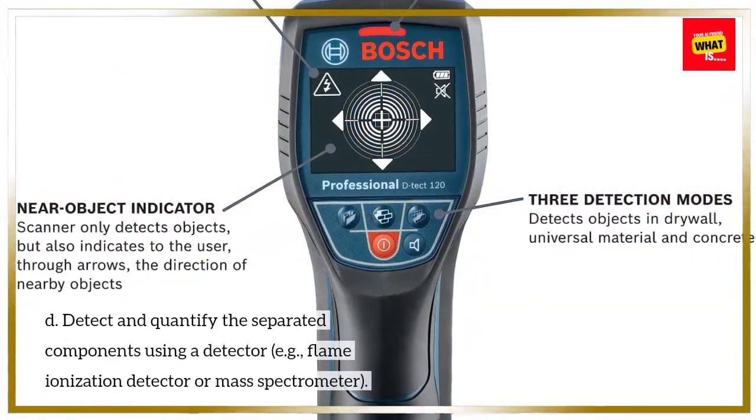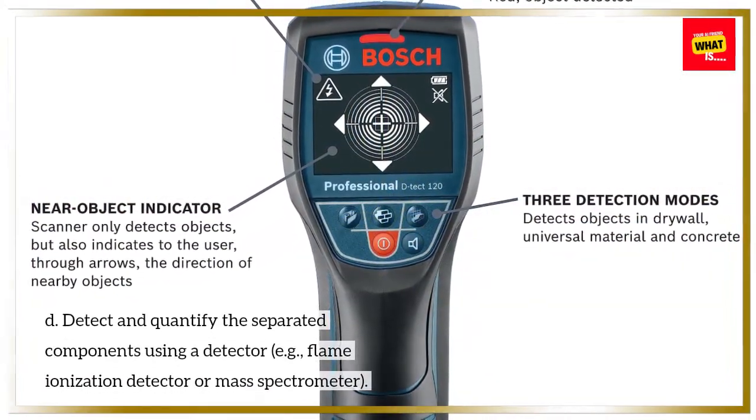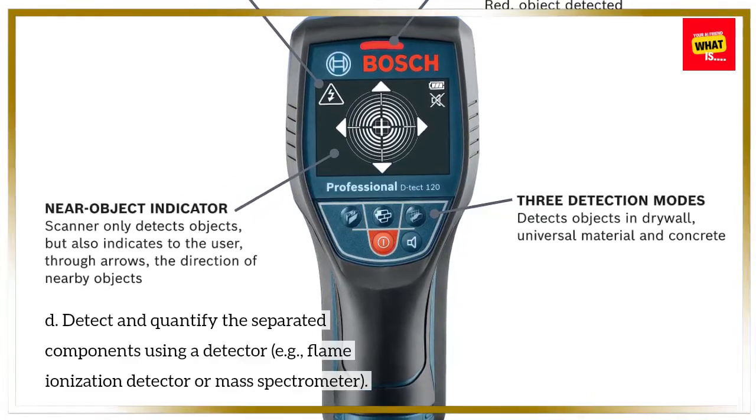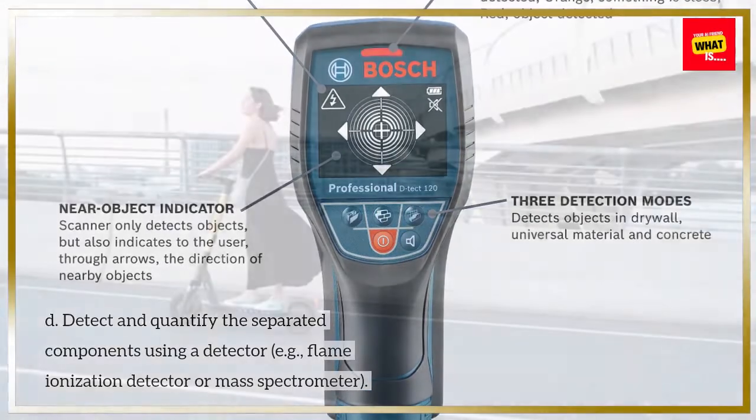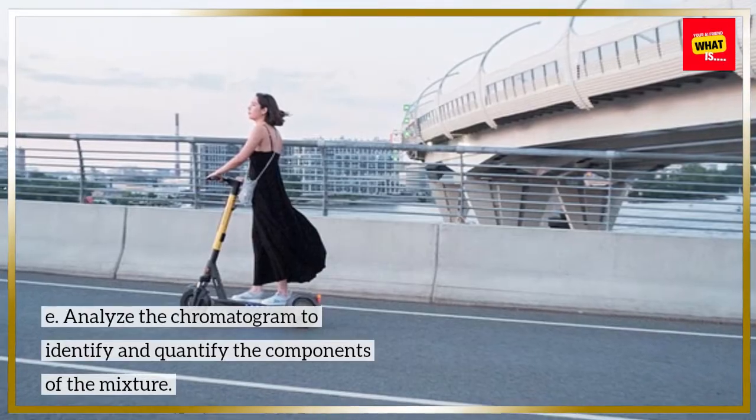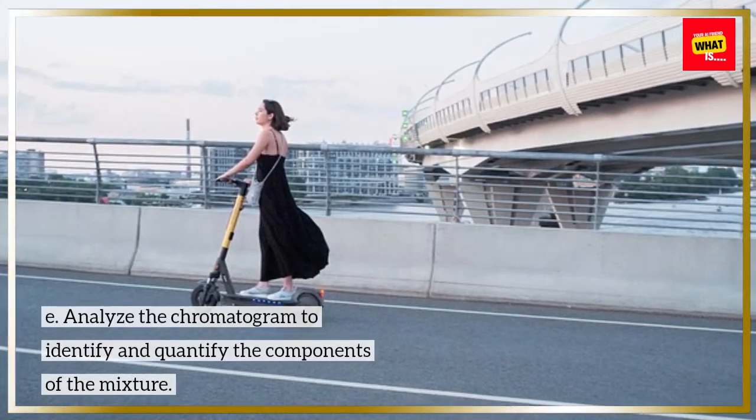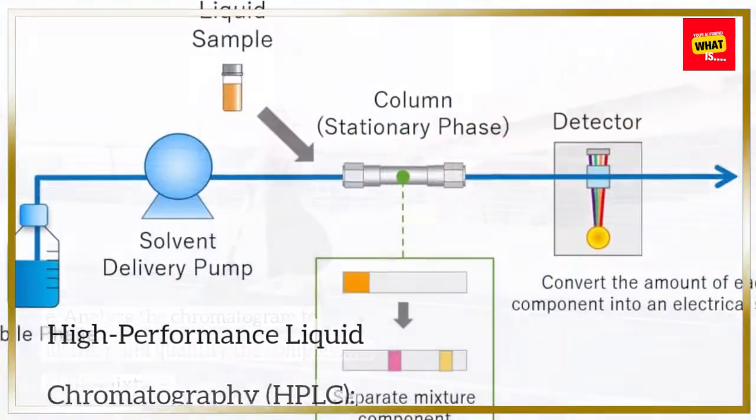D. Detect and quantify the separated components using a detector, e.g., flame ionization detector or mass spectrometer. E. Analyze the chromatogram to identify and quantify the components of the mixture.